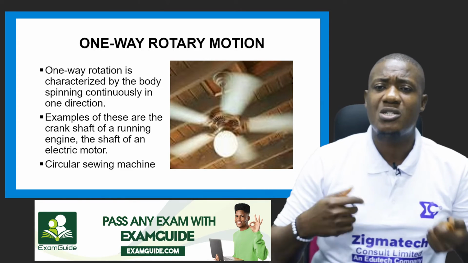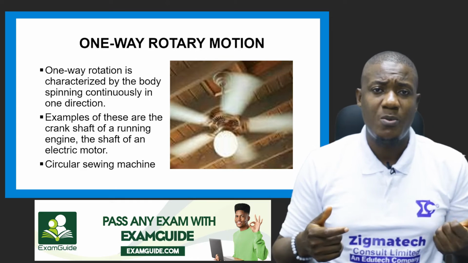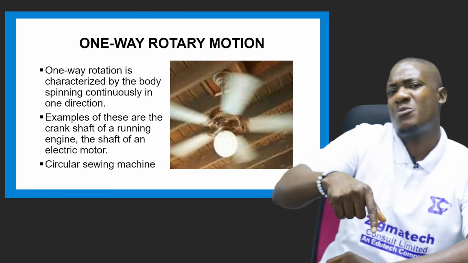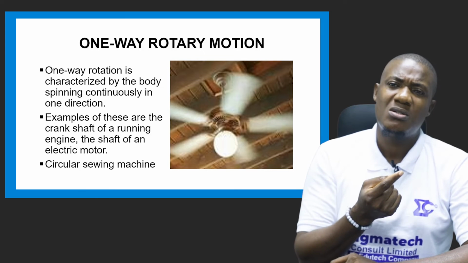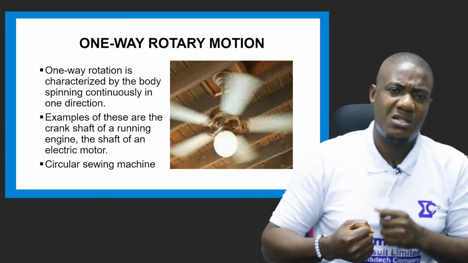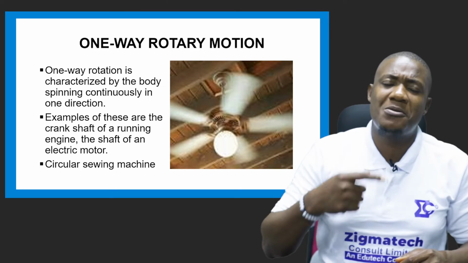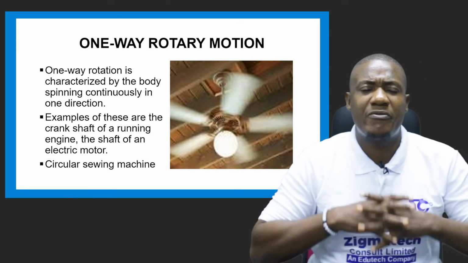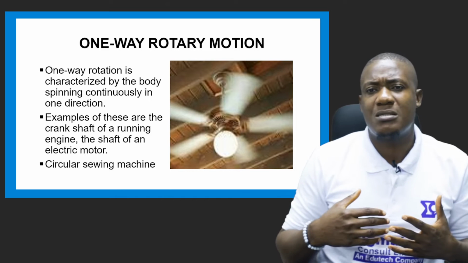Same thing also happens in the crankshaft of a running engine, or even an electric motor. The armature of an electric motor cannot spin in this direction and at the same time spin in that direction. If it is going in one direction, it maintains that direction. Even this circular sewing machine only rotates in one direction. Such examples are examples of one-way rotary motion.